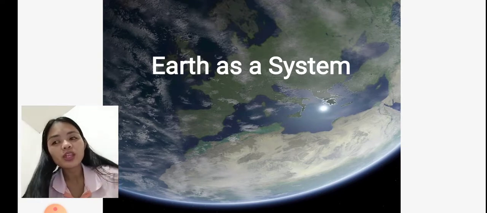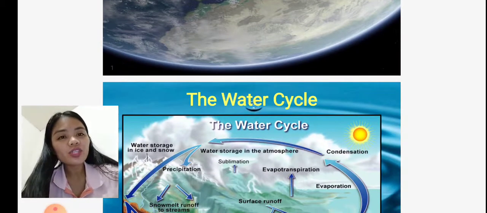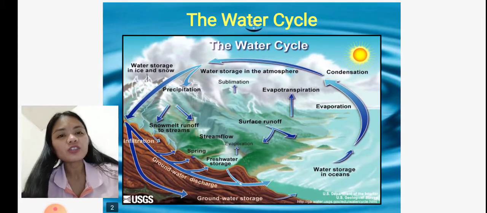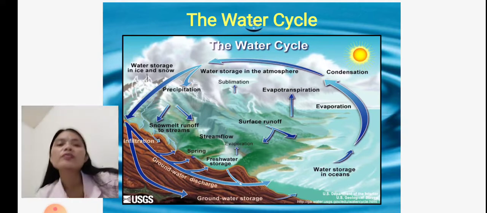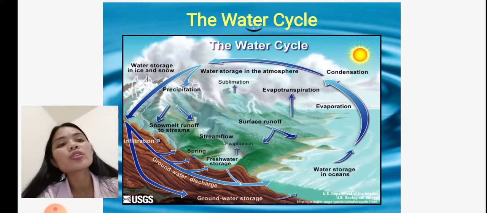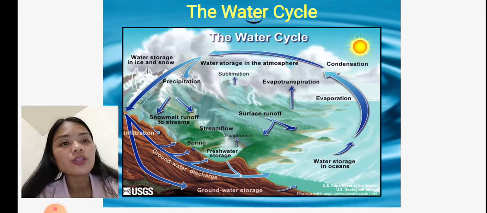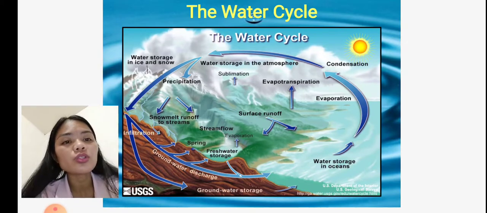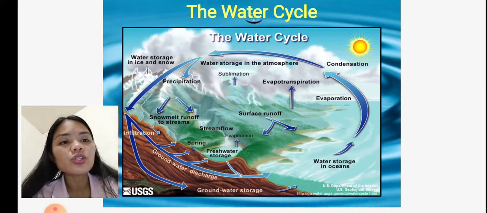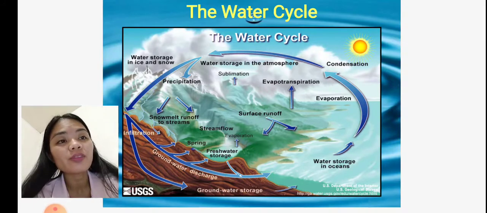So, land, water, air, and life forms. Isa sa pwede nating makitang interconnection of the different components of the Earth ay yung tinatawag nating water cycle. So, this diagram shows how the water cycle undergoes. Saan tayo pwede mag-umpisa? Doon tayo mag-umpisa sa groundwater storage. So, from the groundwater storage, nagkakaroon ng evaporation. Kasi mainit. So, the movement of the water is to rise up and evaporate. So, from liquid to gas. And then, it will condense doon sa clouds.